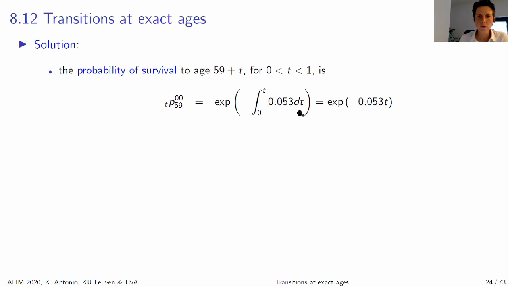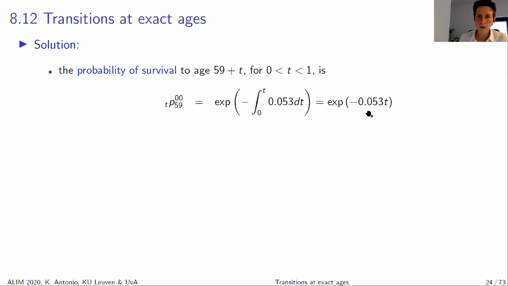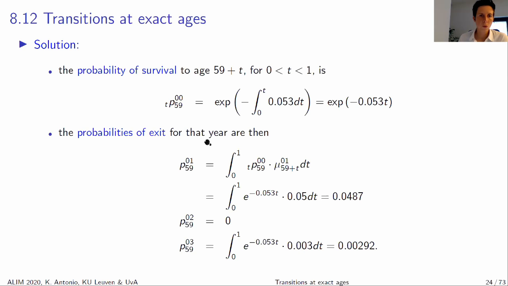So if we go back to the specification of the forces of decrement, you've got the 5% over here. That's to go from state 0 to state 1, leaving the company. And you've got the 0.3% over here. That's the intensity of dying between age 59 and 60. And the retirement intensity is 0 below age 60, so we don't have to take that one into account. Good. So by integrating this constant, I get my survival probability for a t between 0 and 1.